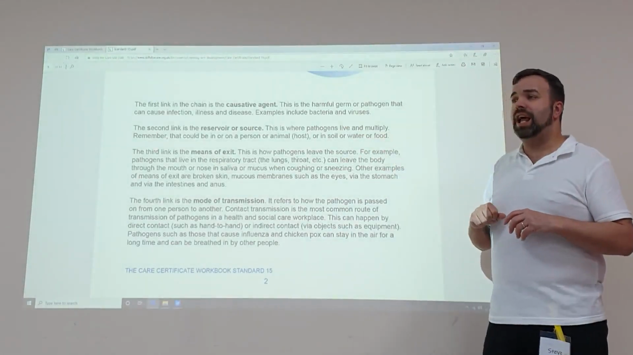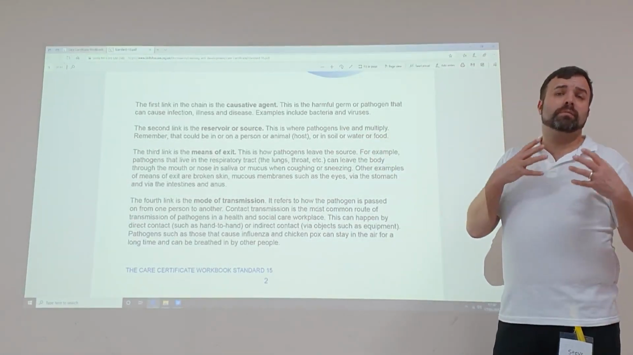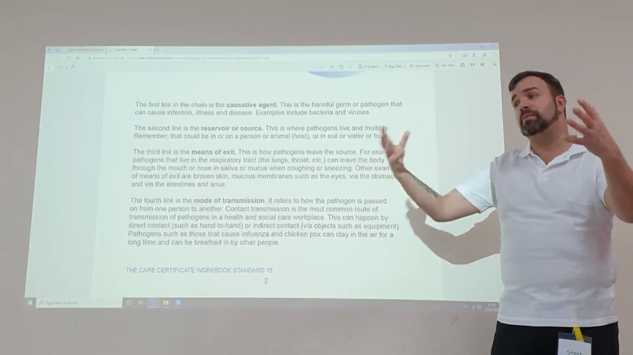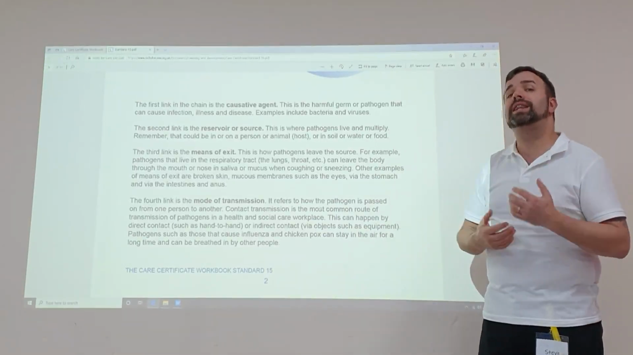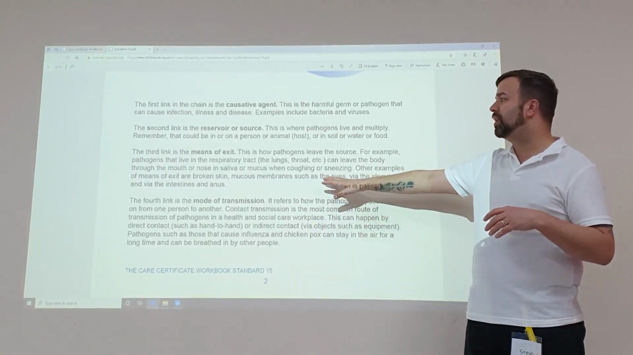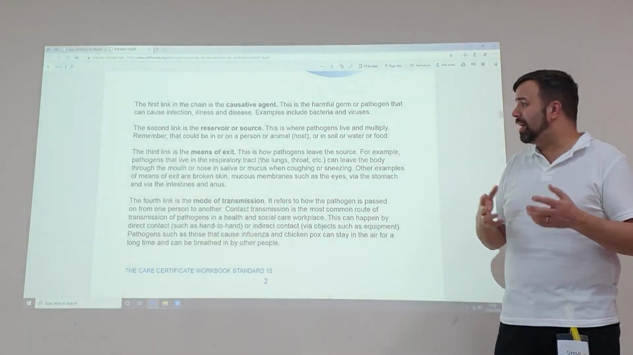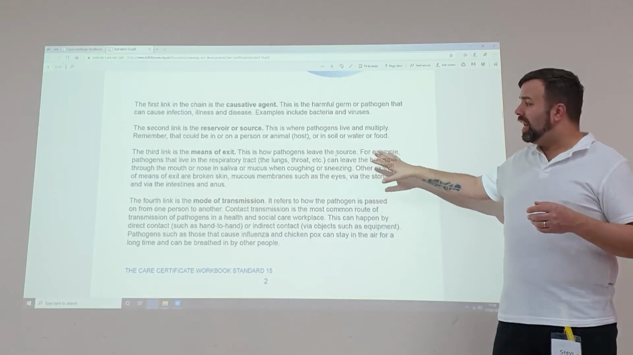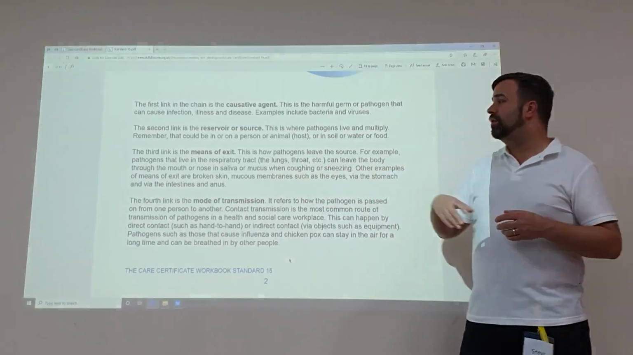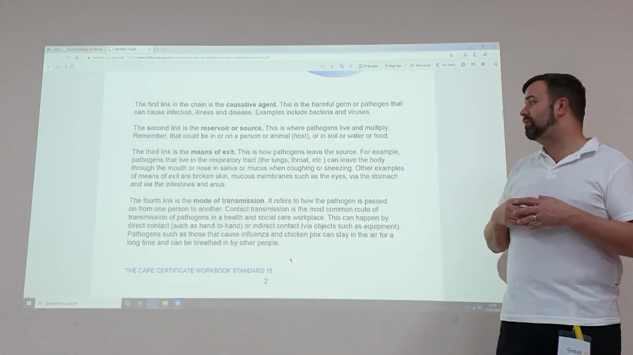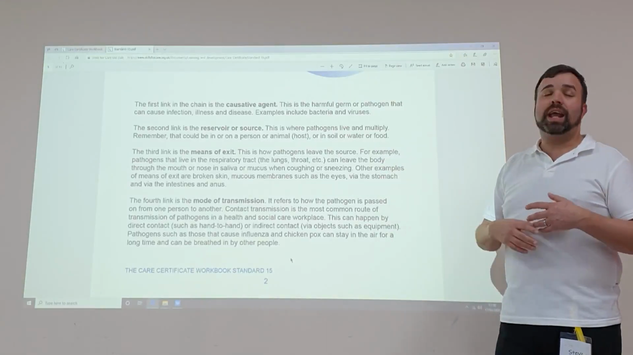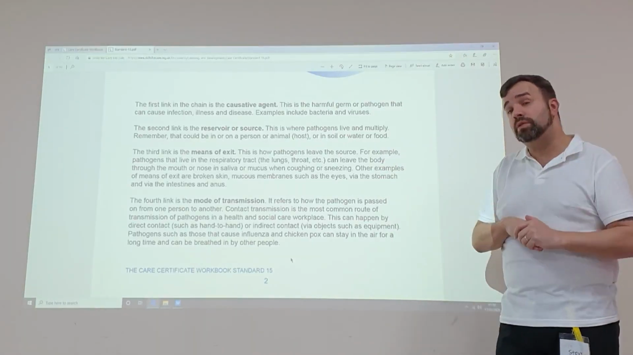Again, animals can have Clostridium bacteria on their feet and paws because they're bringing mud from the outside, and that can be harmful to people. It's important we think about the means of exit. So how will the pathogens leave the source? And here, it can leave through the respiratory tract, through the throat, etc. And again, it can leave through saliva or moisture through the body.